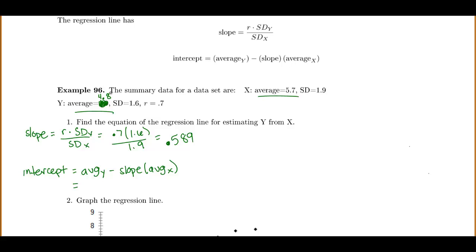So now let's find our intercept with those new numbers. So the average of y is 4.8 minus my slope, which is 0.589, times the average for x, which is 5.7. This gives me 1.44.